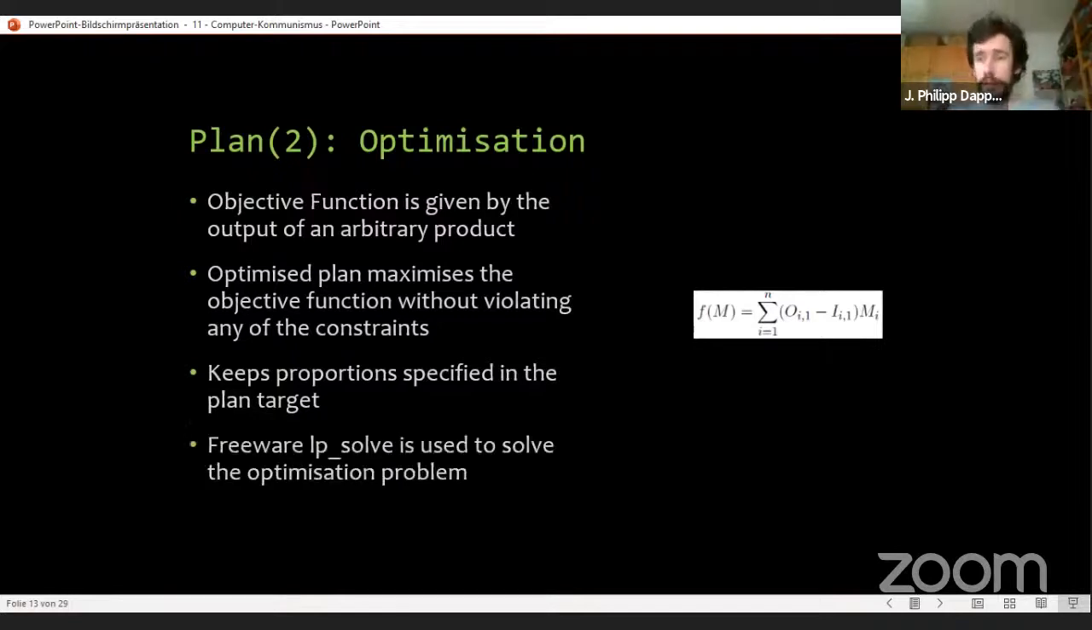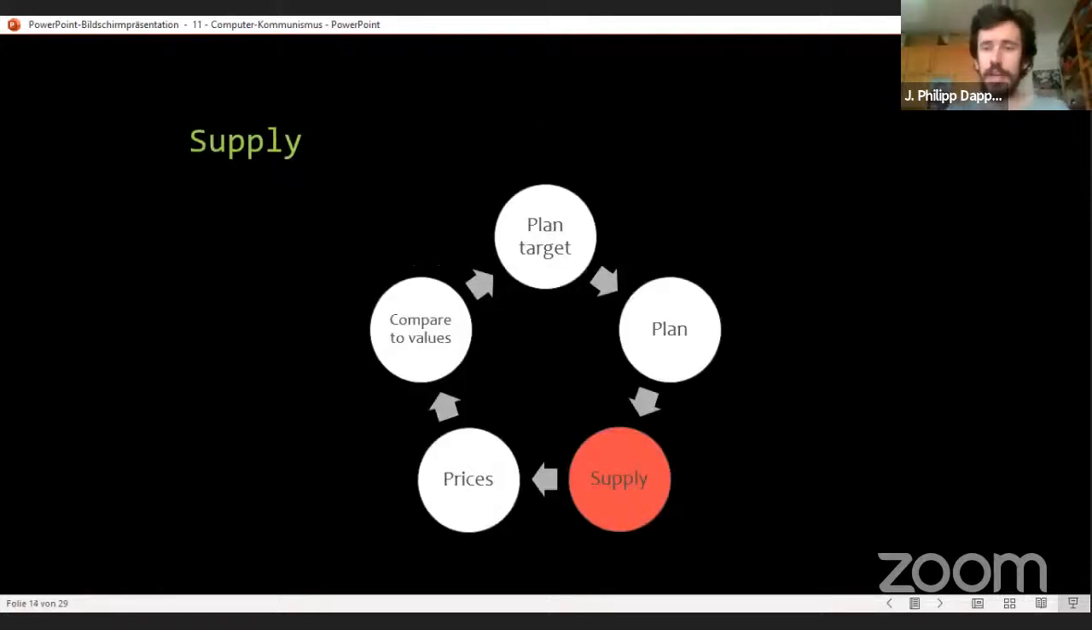And then you have a linear programming problem, and this can today be solved with freeware such as LP-solve. LP-solve is what I use. This is based on the Western variant of linear programming. So this is not precisely the method used by Leonid Kantorovich in the Soviet Union, but basically achieves the same thing and is more widely available today. Okay, so we now have an optimized production plan.